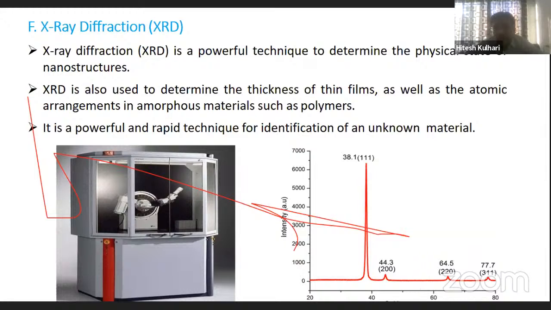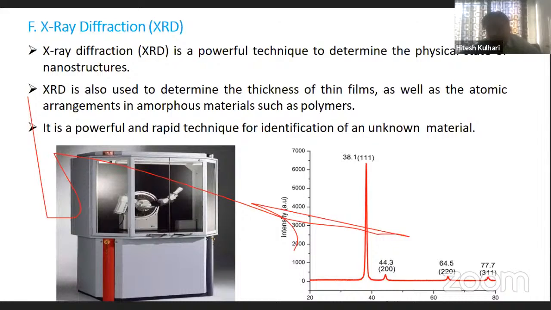At the 2 theta angle, we will be getting peaks around 38 degrees, 44 degrees, 64 and 77. So these are the standard peaks for gold nanoparticles. Using this diffraction technique, we can also determine the physical state. If we get sharp peaks in the XRD spectra, we conclude that the particles are crystalline in nature. So whether the particles are crystalline or amorphous, we can easily determine using the XRD technique.